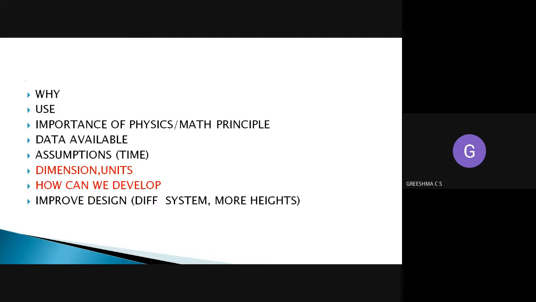Next comes the most important thing, dimensions, units and how it can be developed. How can you make it into a proper lifting mechanism? You have to mention the dimensions, the units, and put your creative idea on how you can develop it into the best lifting mechanism. As add-on points, you can give some tips to improve the design. You can use a different system, a hydraulic system, or also some electric systems.